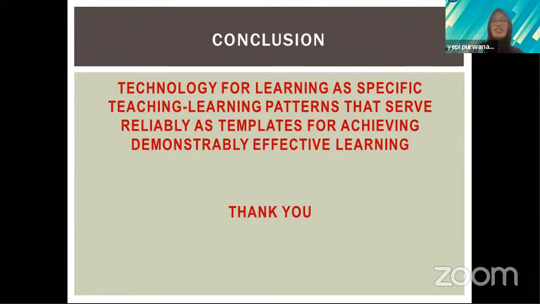And the conclusion is that technology for learning provides specific teaching-learning patterns that serve reliably as templates for achieving demonstrably effective learning. So technology is used to have effective learning, but not used to replace the teacher. Technology and humanism should go along. It means that we use the technology, but we have to know our role in the teaching-learning process. So we are not replaced by the technology, but we use technology to make the learning effective. Thank you.